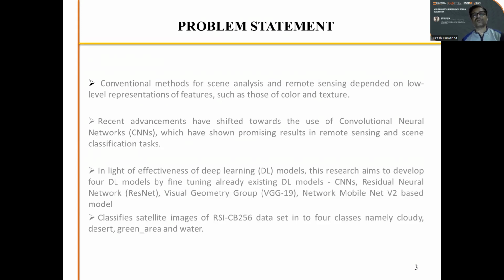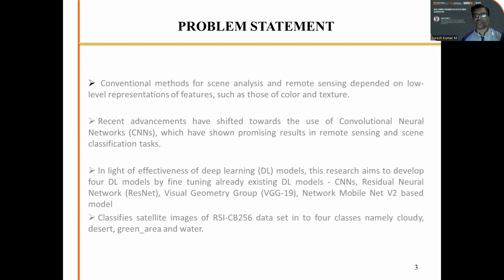But recent advancement shows that we should use CNN, which has given great results in remote sensing as well as other scene classification tasks. So, to study the effectiveness of deep learning models, my research paper aims to develop 4 deep learning models by fine tuning existing deep learning models: CNN, ResNet, Residual Neural Networks, third one VGG19, fourth one MobileNet V2 based models. So mainly I am fine tuning the existing 4 DL models.